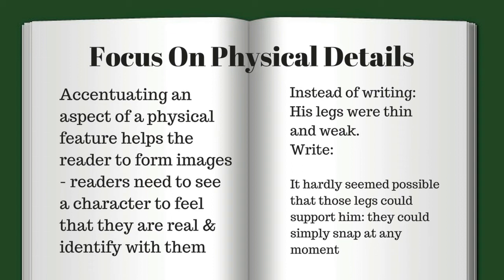For example, instead of writing, "His legs were thin and weak," we could write, "It hardly seemed possible that those legs could support him. They could simply snap at any moment." It's kind of humorous. It doesn't say that the legs were thin and weak, but it's pretty obvious. He may be a big, fat man, but the indication that his legs could snap tells the reader what he needs to know to create the image.